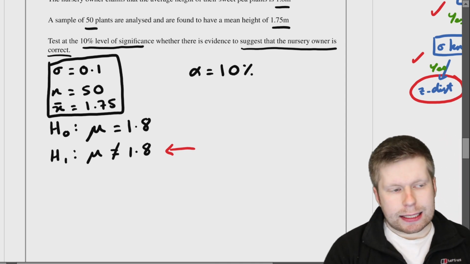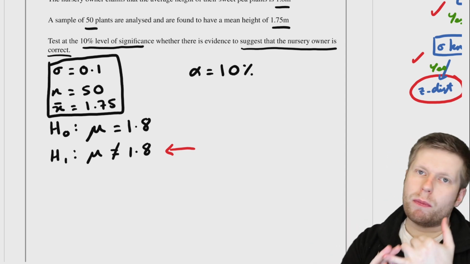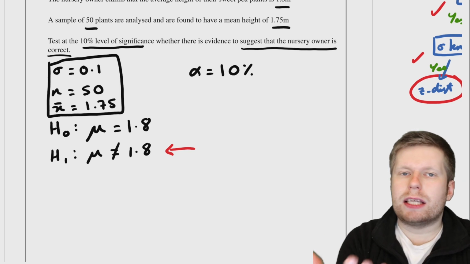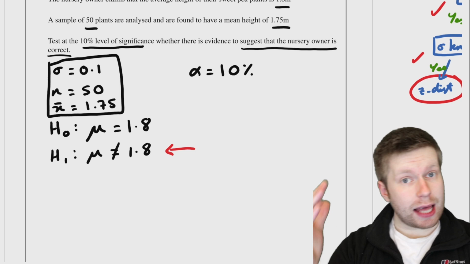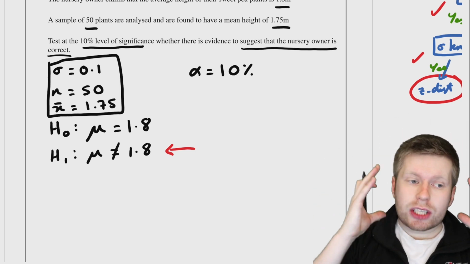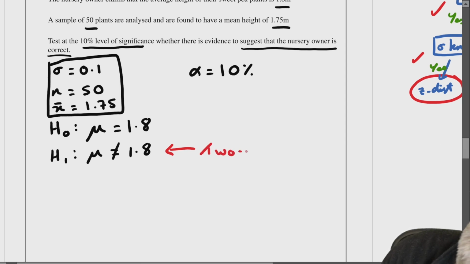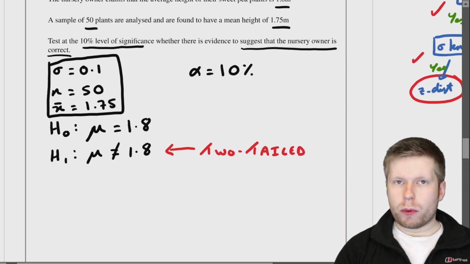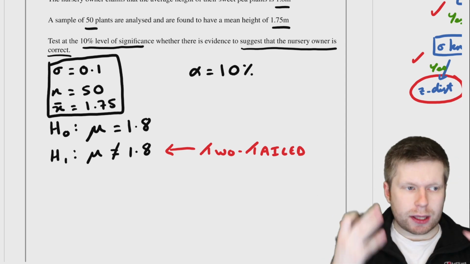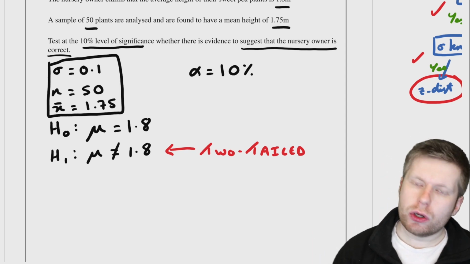You notice in this case that I'm interested in my alternative hypothesis: that my population mean is not equal to 1.8 meters. That means it could be greater than or it could be less than. So it's a two-tailed test. Clearly, if I was looking at strictly less than, it would be a left-tailed test, or if it was strictly greater than, it would be a right-tailed test. But in this case, not equal to is both less than and greater than, so it's a two-tailed test.